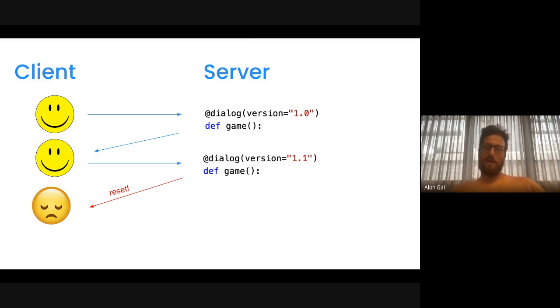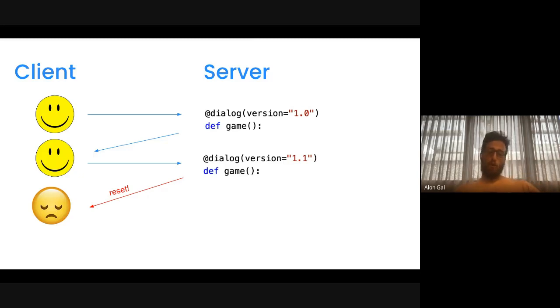So you can see the client is happy, he's playing the game with version 1. Then in the second line, it's pinging the server, but the server was just updated with the new version, and suddenly it's version 1.1. And of course, because we're using framework code, the client cannot continue. So they get a reset saying, we're sorry, you have to start over. And the client is kind of sad, but he says, fine, I'll start over. It's just a guessing game.